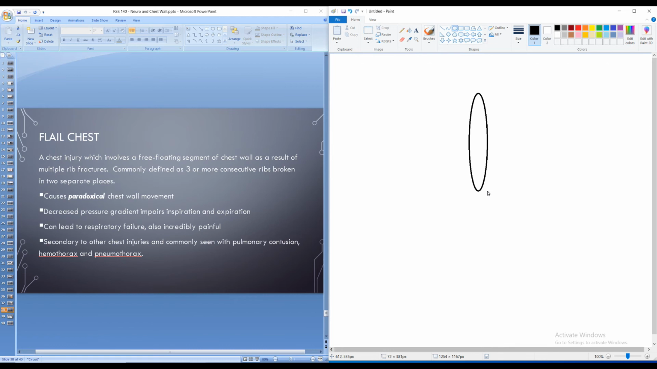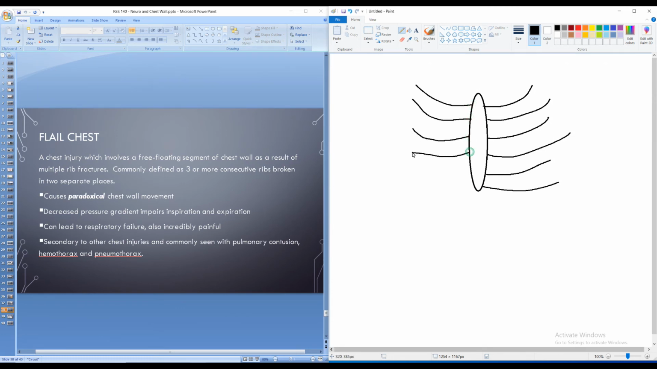Here's our sternum, and here's our ribs, and they go around like this. Now, notice they were really specific. It had to be 3 or more ribs broken in 2 separate places. So I'll just give you guys a couple of examples. If we break our ribs, I'll make the breaks big.